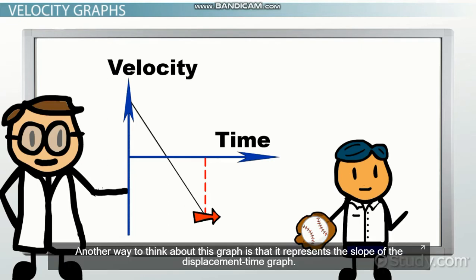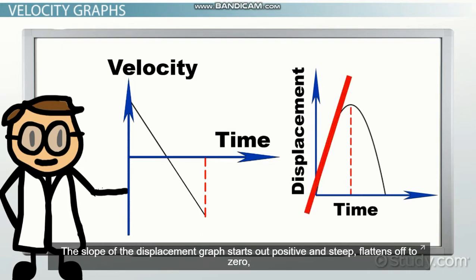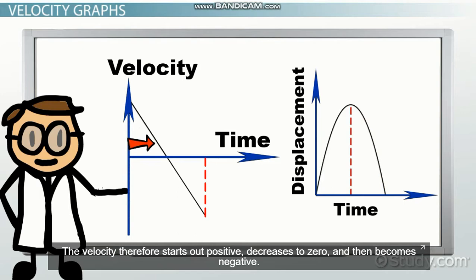Another way to think about this graph is that it represents the slope of the displacement time graph. The slope of the displacement graph starts out positive and steep, flattens off to 0, and then becomes negative and steep. The velocity, therefore, starts out positive, decreases to 0, and then becomes negative.